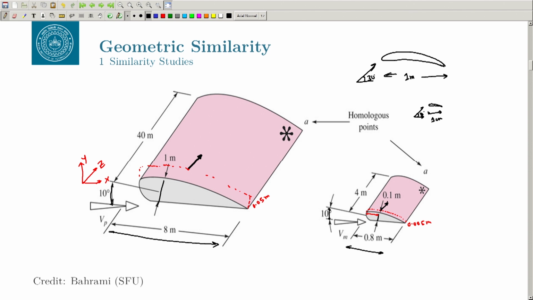Here, for the geometric similarity, you have taken the factor of 1 by 10 between the model and the prototype. So, the model is the prototype divided by 10. But that need not be the factor for the velocity also, it can be 1/3 or 1/2. For the kinematic similarity, your velocity ratio, let us say V m by V p, may be 1/2, but that will be followed everywhere.